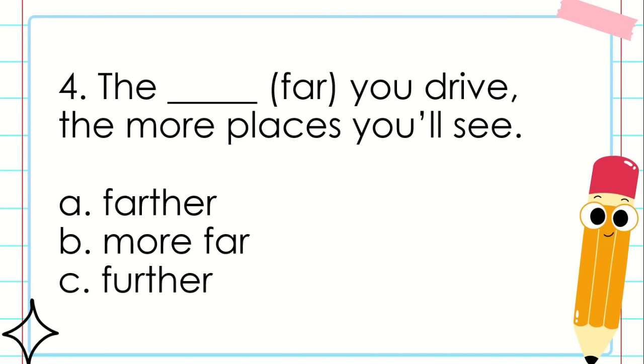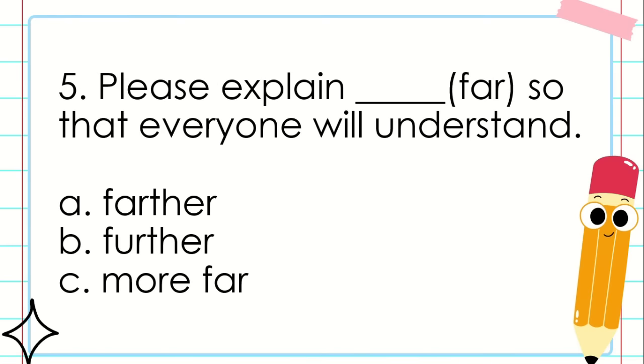Number 4. The blank far you drive, the more places you'll see. A. Farther. B. More far. C. Further. Number 5. Please explain blank so that everyone will understand. A. Farther. B. Further. C. More far.